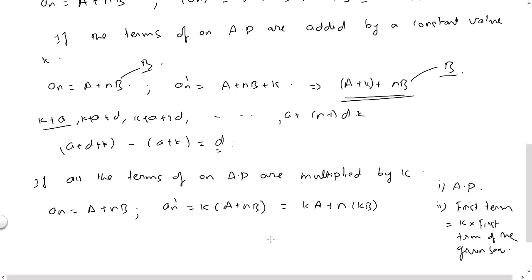Next, what about the common difference? I told you, to determine what will happen to the common difference, we need to look at the coefficient of n. Here you can see that the coefficient of n is kb, which was originally b, which means the common difference of the given arithmetic progression is b, but the common difference of the arithmetic progression obtained by multiplying all the terms by k is kb. So we can say the common difference is also multiplied by k.